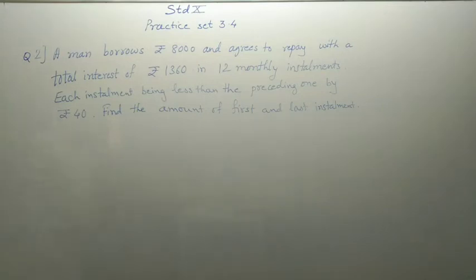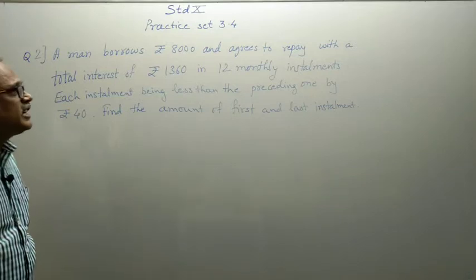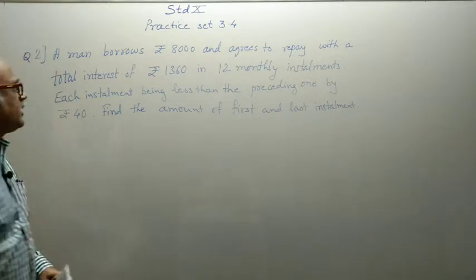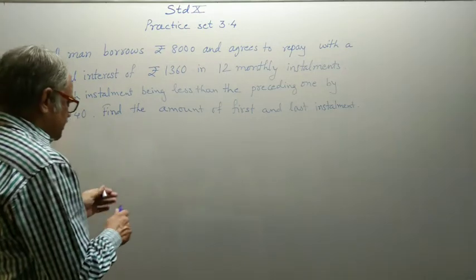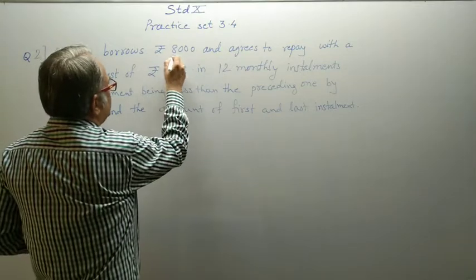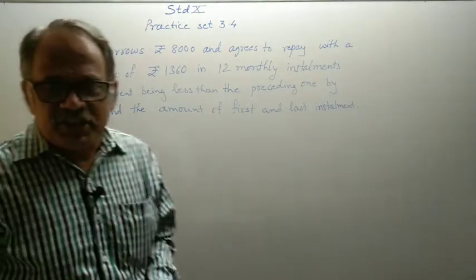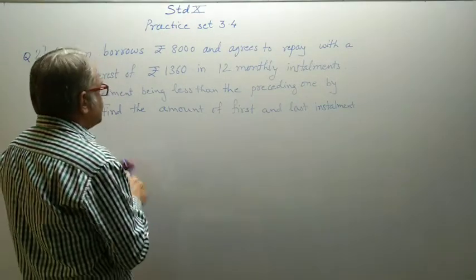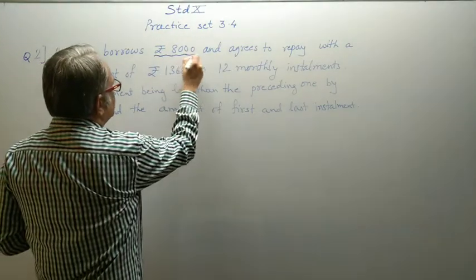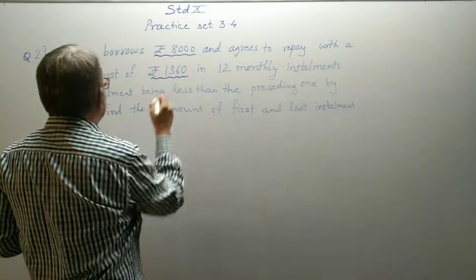Second sum, a man borrows 8,000 and agrees to repay total interest of 1360 in 12 monthly installments. Each installment being less than the preceding one by rupees 40. Find the amount of first and last installment. What is the meaning of it? One person takes money with interest. How much he takes? 8,000 rupees. On 8,000 he says that within 1 year I will pay extra 1360 as an interest.